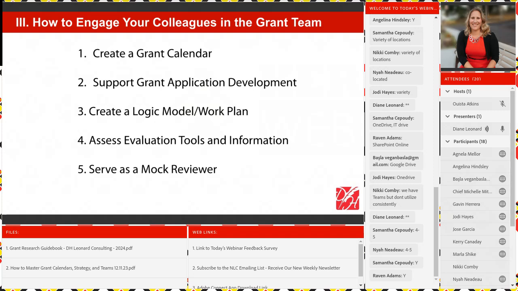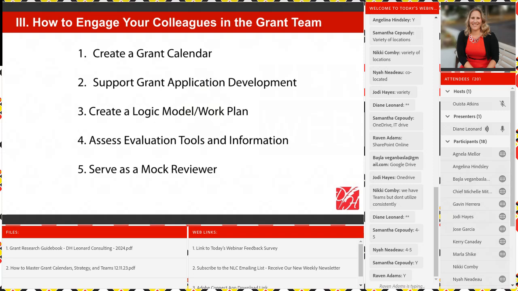If you'd be willing to share that in the chat box, that would be fantastic. What are some of the ways that you currently, right now, have success getting input from your colleagues? How are they supporting the grant application process? If you'd like to take a moment and type that into the chat box, that would be fantastic.